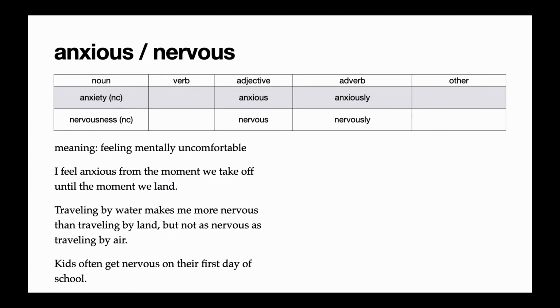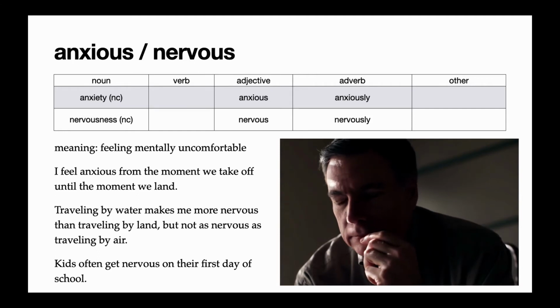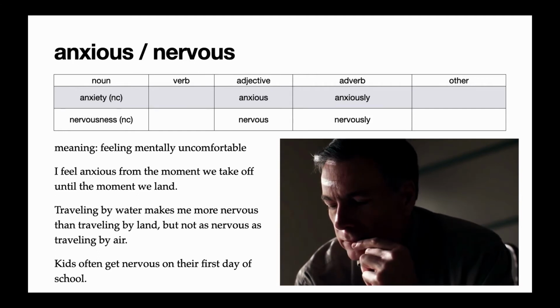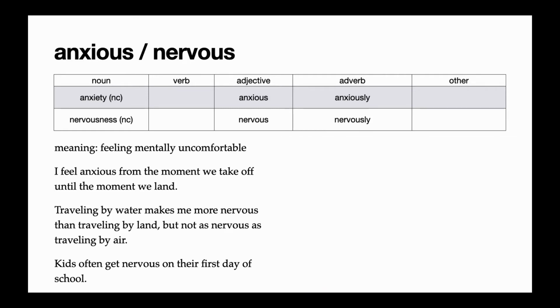Next, we have 2 synonyms, anxious and nervous. Anxious and nervous are both adjectives, and you can see in this chart the noun forms are anxiety and nervousness, and we have adverb forms anxiously and nervously. And both of these words mean that you feel mentally uncomfortable. We typically use these words when we're waiting for something to happen, like before something important happens or something bad. In the reading, I said I feel anxious from the moment we take off until the moment we land. So this is a feeling of discomfort, feeling not so great in an airplane.